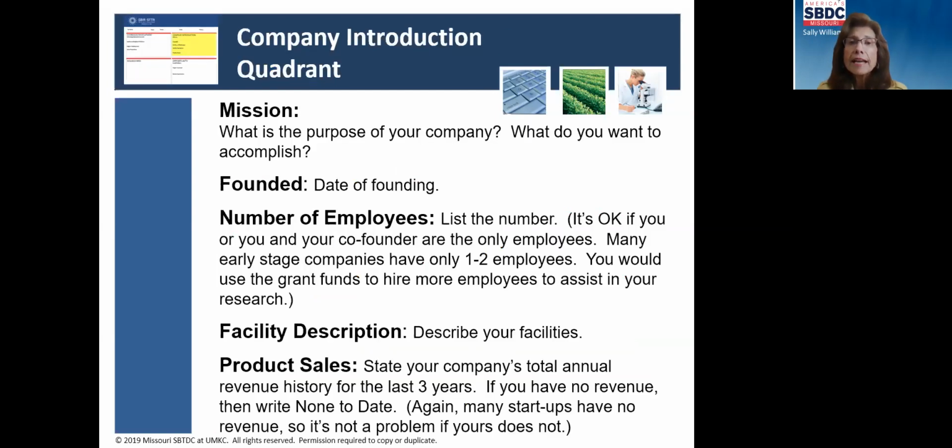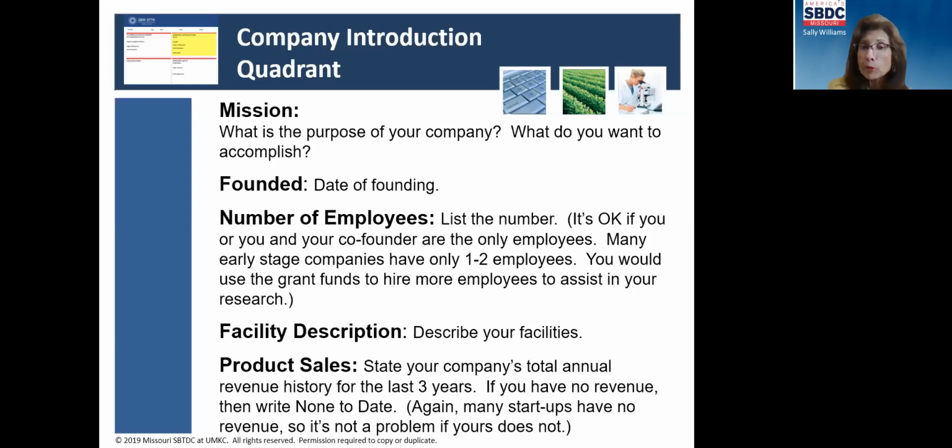Okay, so then, now the company introduction quadrant, that's in the upper right-hand corner. So they ask for your mission. So if you haven't developed a company mission, and believe me, there are lots of startups who haven't yet, not to worry. What you just talk about is, what's the purpose of your company? What do you want to accomplish? Okay, that's really what you want to say. Again, briefly, not long.